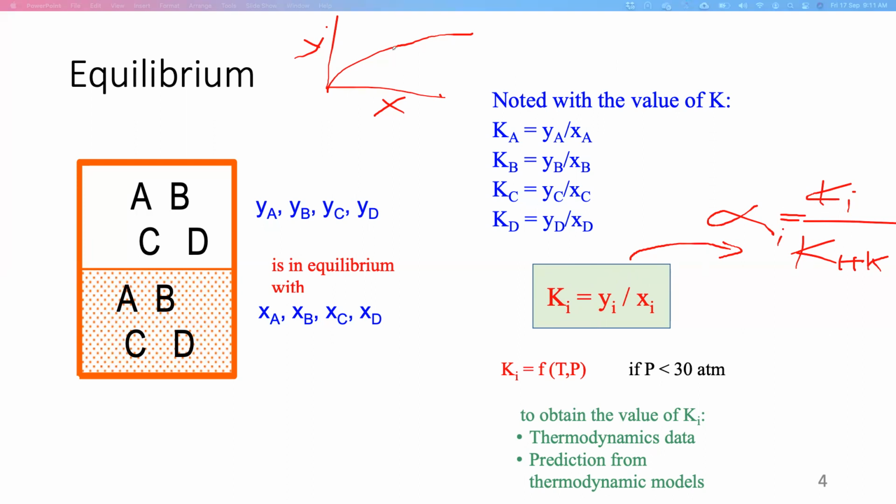Because the K value changes this correlation: if you have the equilibrium composition in the vapor phase and also in the liquid phase, then this point is changed into the K value. To obtain the K value, it is based on thermodynamic data and prediction from thermodynamic models, and also from databases, which we also can have in HiSys. That's why maybe after a few weeks we're going to introduce HiSys, because we also can find the K value in HiSys, but basically it's based on all the database that they put into the software.